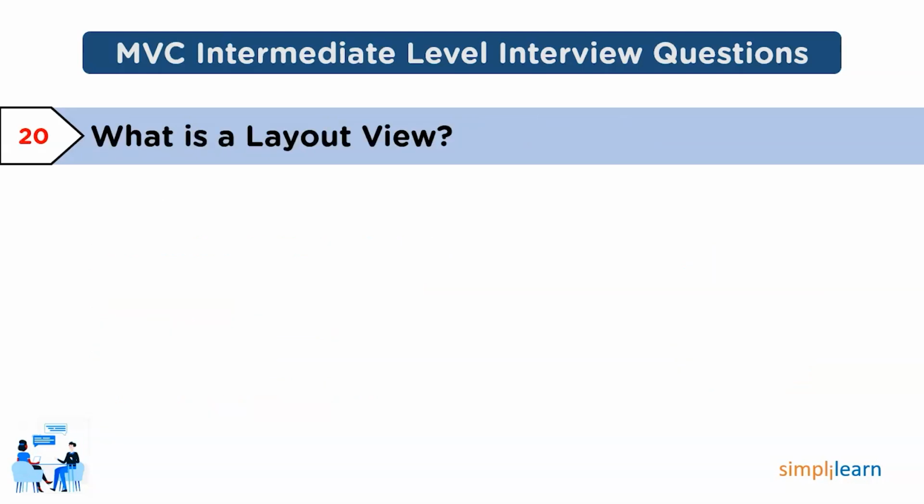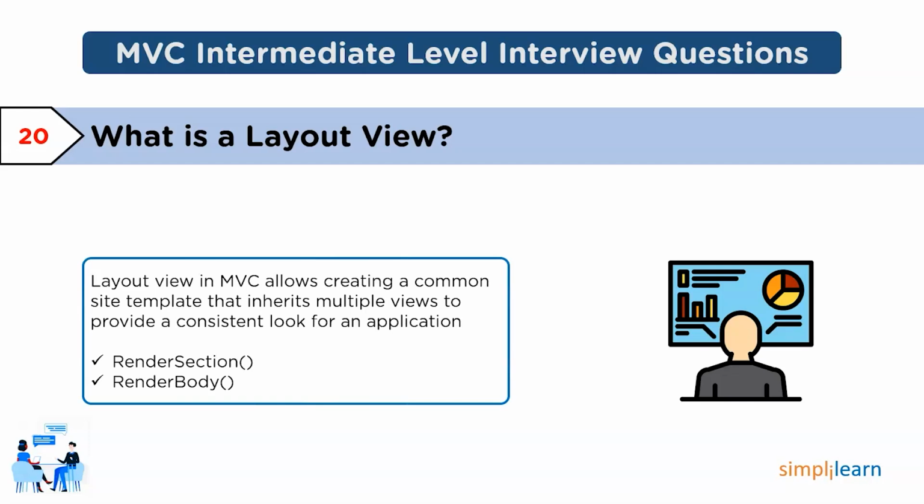What is a layout view? Layout view in MVC allows creating a common site template that inherits multiple views to provide a consistent look for an application. The layout view has the same extension as other views, which you can store in the shared folder. ASP.NET MVC layout allows the child views using some methods, like RenderSection method and RenderBody method.